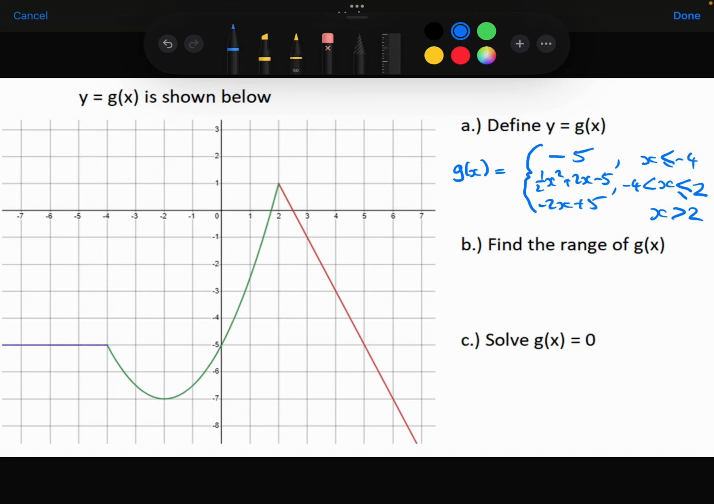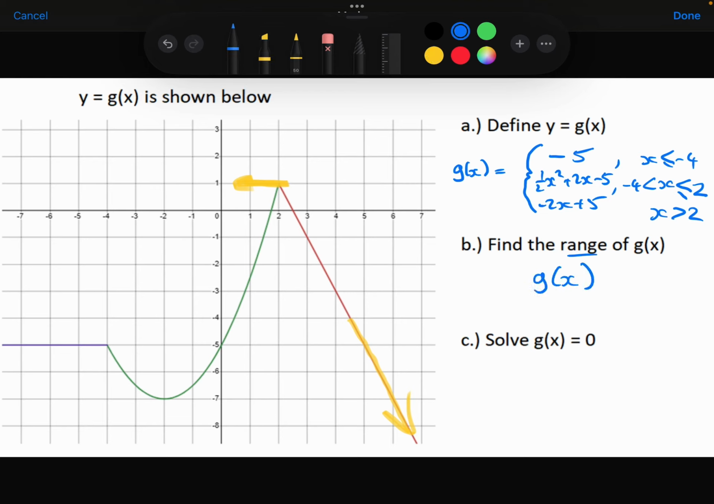Part B says to find the range, which is the set of y values. So looking at my graph, I can see that the biggest the y can possibly be is 1. Can't be any bigger than that. And then in terms of the smallest it can be, well, I can see this red line here is going to be getting smaller and smaller and smaller forever. So there's no lower limit on what y can be, but the upper limit is definitely 1.